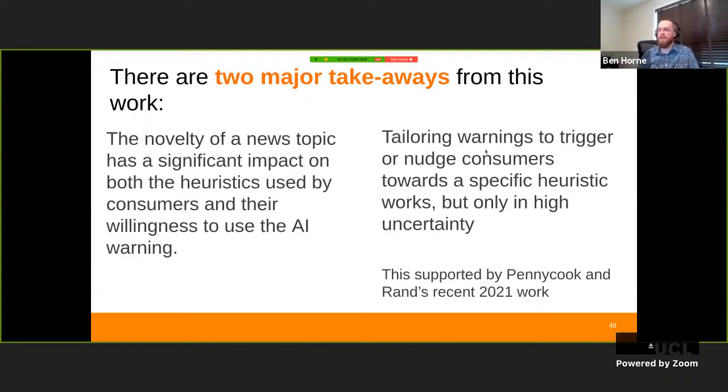And then this result here in particular is actually supported by some recent work by Pennycook and Rand, where they show if you tell a user to pay attention to accuracy, that they end up being better at judging the accuracy of the article. This is a very similar sort of result. If I nudge users to focus on accuracy or these content heuristics, they usually do a little bit better.